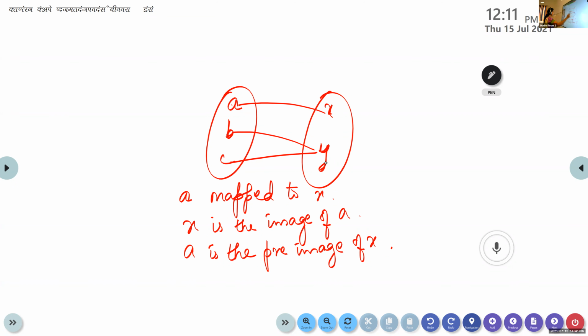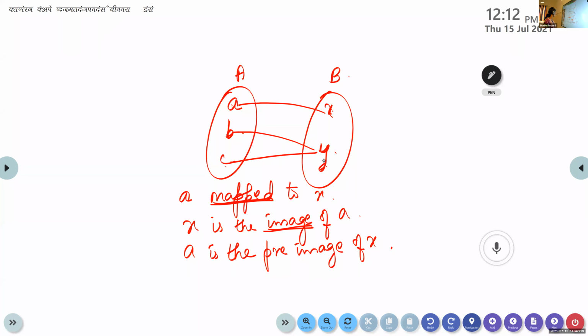So these are the terms we will use here: mapped onto, or sometimes image. Image means we mark it from the set A to B. B is the pre-image of Y, A is the pre-image of X. But the image of A is X, image of B is Y, image of C is Y. Is it okay? So note this one, children.